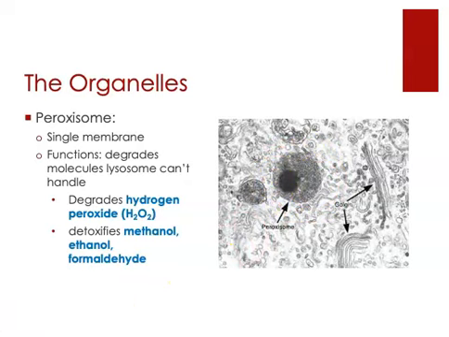Again, you would not be able to look through a microscope, a light microscope or any kind of microscope, and tell the difference between a lysosome, a peroxisome, or a transport vesicle. They're all circular organelles.